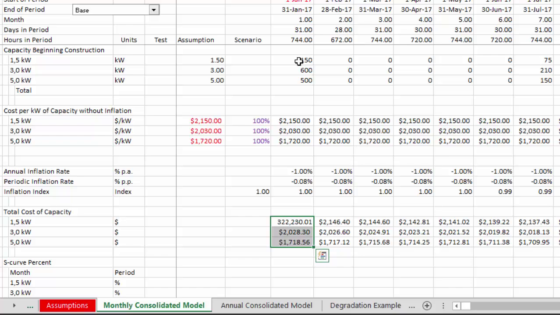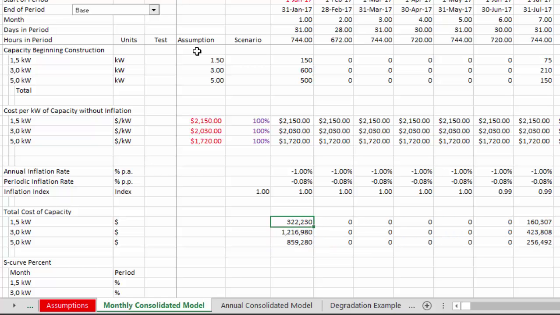Whoops. Oh shoot. Alt H9. Alt H9, horrible.